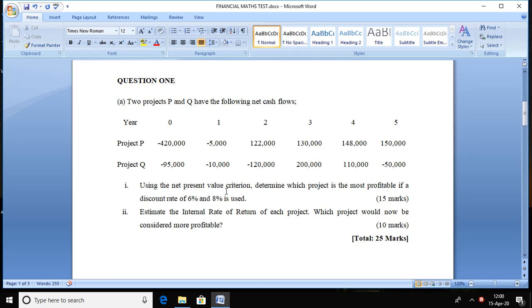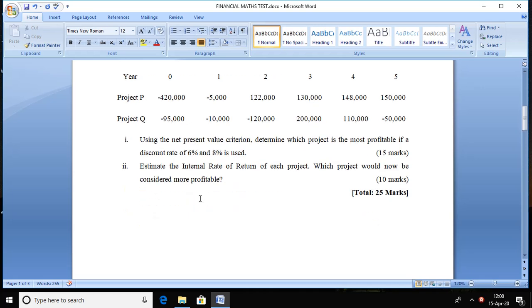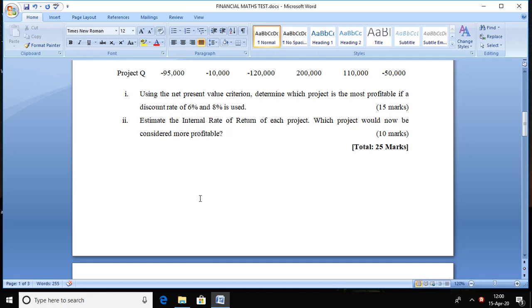Now, many of you know how to calculate the NPVs and the internal rate of return, but the mistake I noticed was some of you were just focusing on calculating NPVs and the internal rate of return for one project, and you end there, which is not good enough. You have to learn to maximize points on questions like this. So let me show you how this can be done.